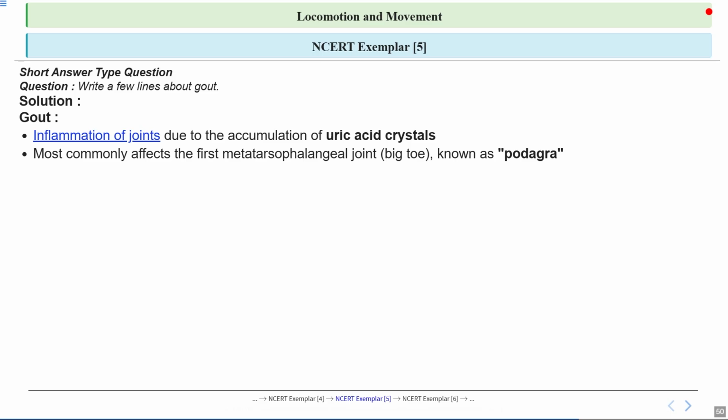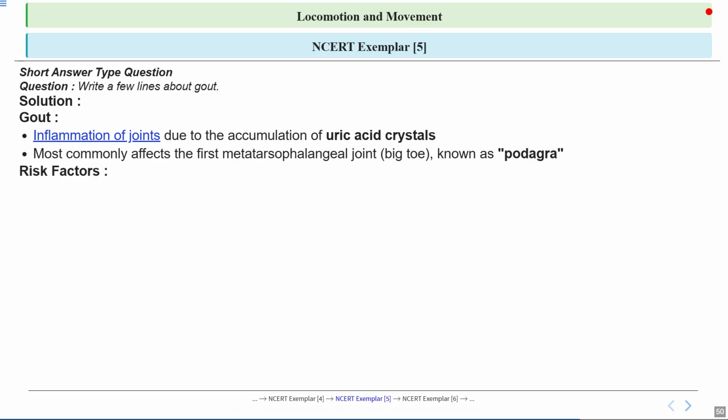Okay, so how does it happen, or what is the main cause of it? The main cause of it is the accumulation of uric acid. So it is the condition of inflammation of joints, and whom does it affect? It majorly affects the first metatarsophalangeal joint, which is the big toe, and this is known as podagra.